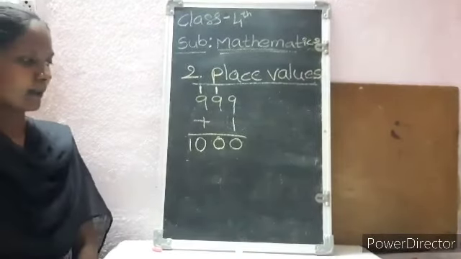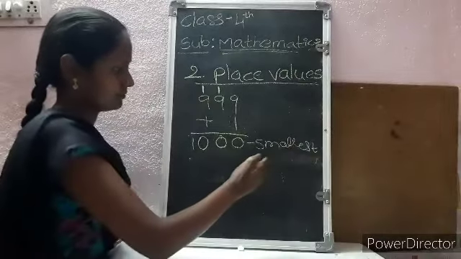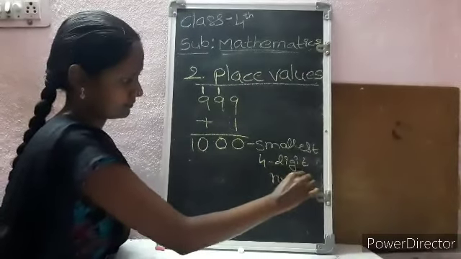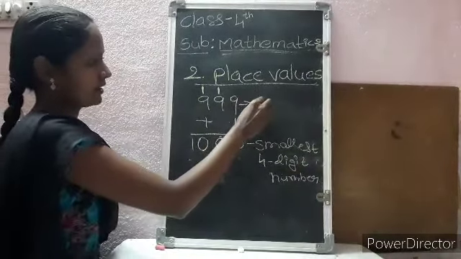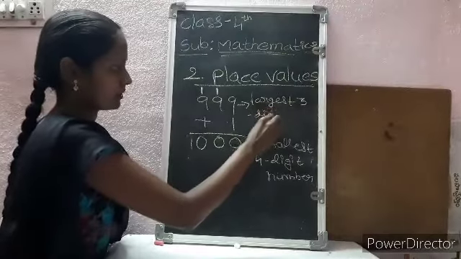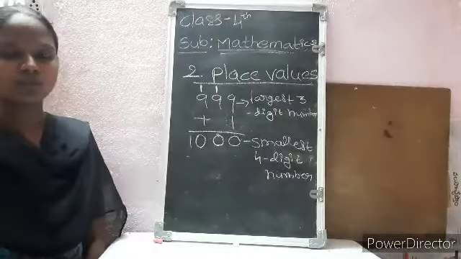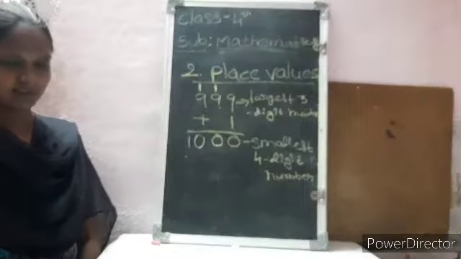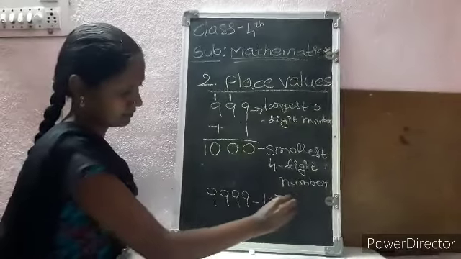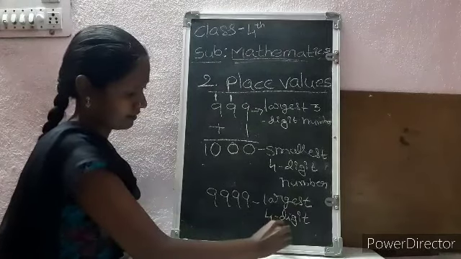1000 is the smallest 4-digit number. Here, the largest 3-digit number. Now, what is the largest 4-digit number? 9999 is the largest 4-digit number.